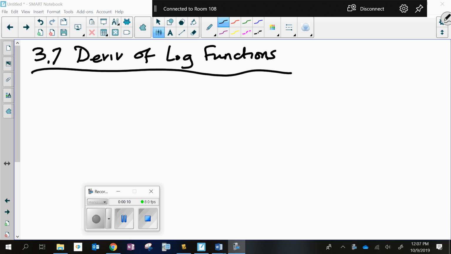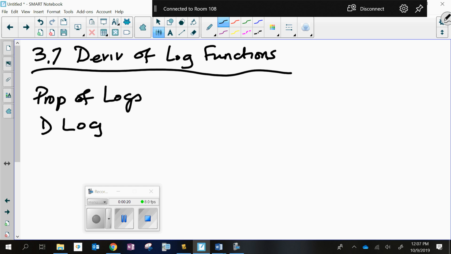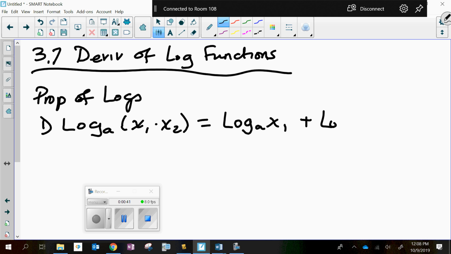All right, so let's review the properties of logarithms real quick. I'll write the property, and you'll finish it for me. Log base A of x1 times x2. What does that equal in terms of logs? If you are multiplying two numbers, add them. So what does that look like? Log base A of x1 plus log base A of x2.